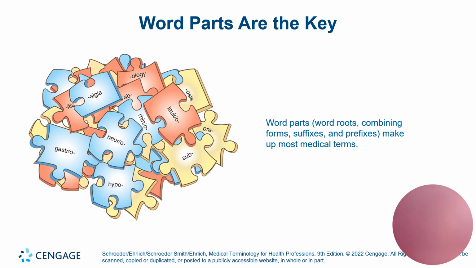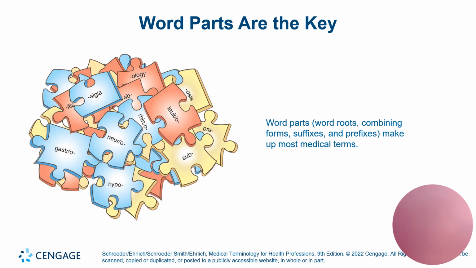A word root contains the basic meaning of the term, and it acts as the foundation for most medical terms. They are usually, but not always, describing the part of the body that's involved. Now, sometimes in order to form a word, we have to use combining form vowels. This combining form will include a vowel, usually the letter O, added to the end of a word root.